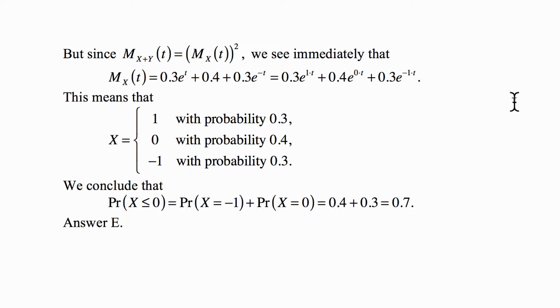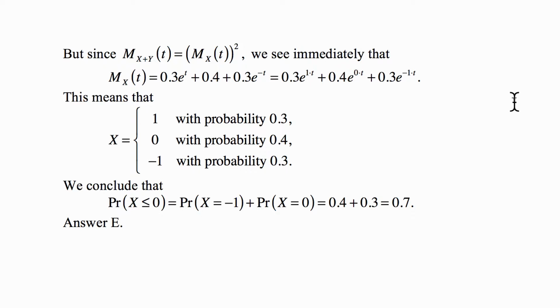And now you should recall what you learned about the moment-generating function of a discrete random variable. Well, it's probability times e to the value of the random variable times t for all points that have positive probability. So in this case, this means that x is equal to 1 with probability 0.3. That comes from 0.3 e to the 1 times t. And 1 is the thing that's multiplied by t, and 0.3 is the probability of it.